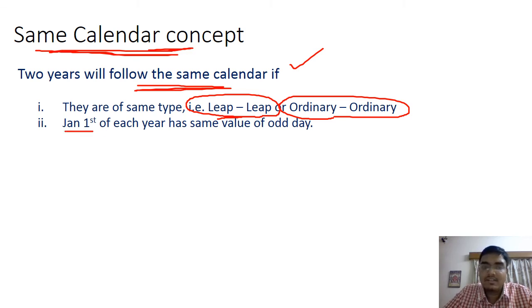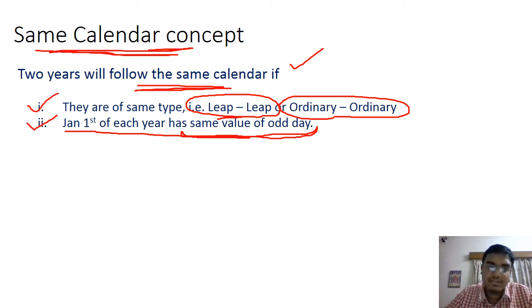And second, on 1st January each year should have the same value of odd days, because if 1st January is the same, then the whole calendar would be the same. So these are the two things that you have to check whenever solving this type of question. First check that the 2 years are of the same type, leap year or ordinary year, and then check the odd days of 1st January of that year.